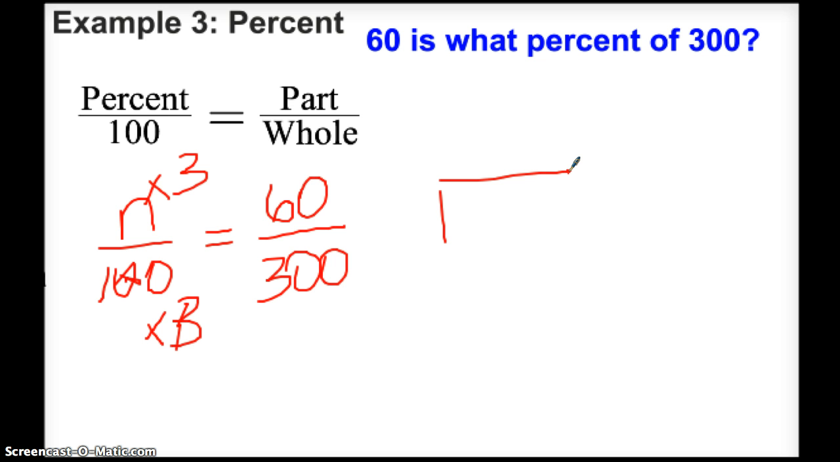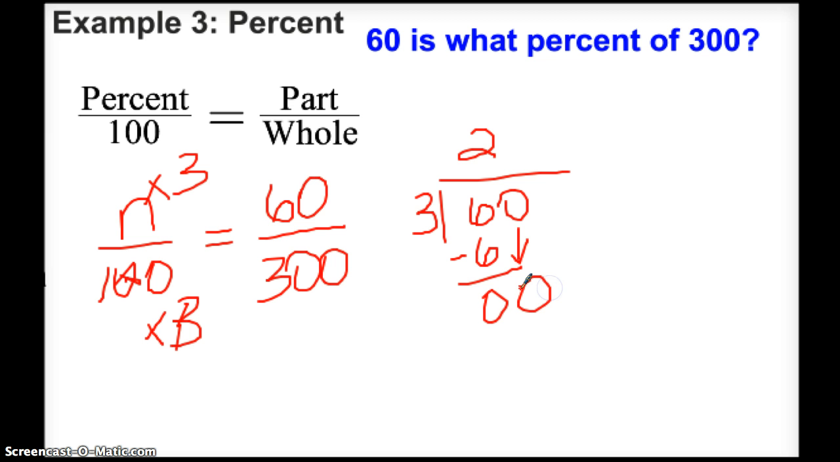So I divide 60 by 3, and 3 will go into 6 two times. 2 times 3 is 6. I subtract, I get 0. I bring this 0 down. 3 will go into 0, 0 times. So n times 3 is 60, so n is 20, and we can check it. 20 times 3 is 60. So our value of n is 3.